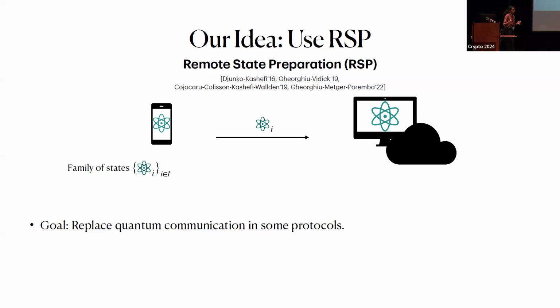So at a very high level, and I'm going to gloss over a lot of details, say we have a family of states indexed by this index set I, and as part of some protocol, the client needs to pick one of these states and send it to the server.